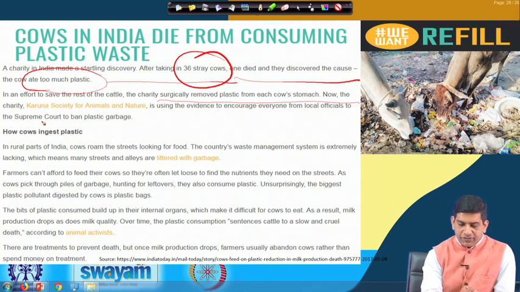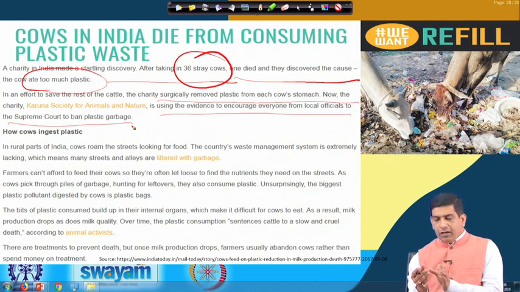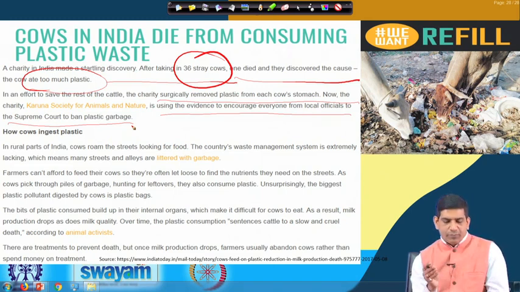Now, the charity, the Karuna Society for Animals and Nature, is using the evidence to petition the Supreme Court to ban plastic garbage. How to ban plastic garbage, I do not know, but I would rather say that we should focus more on managing this plastic waste properly, and try not to use single-use plastic bags, those thin bags and other items which create problems, which could be the cause here as well, as much as possible.